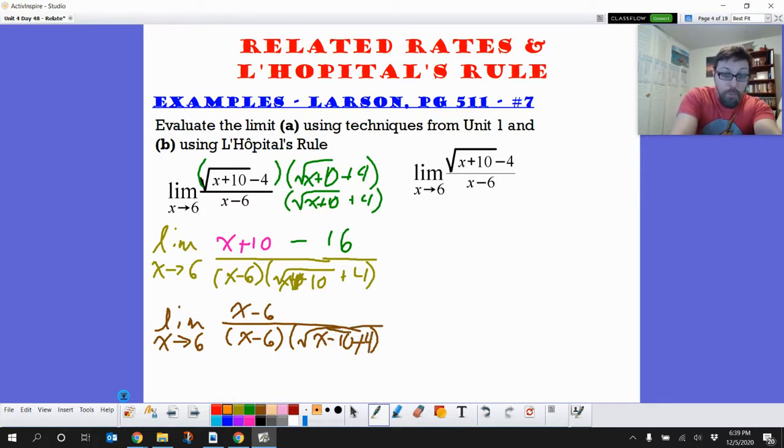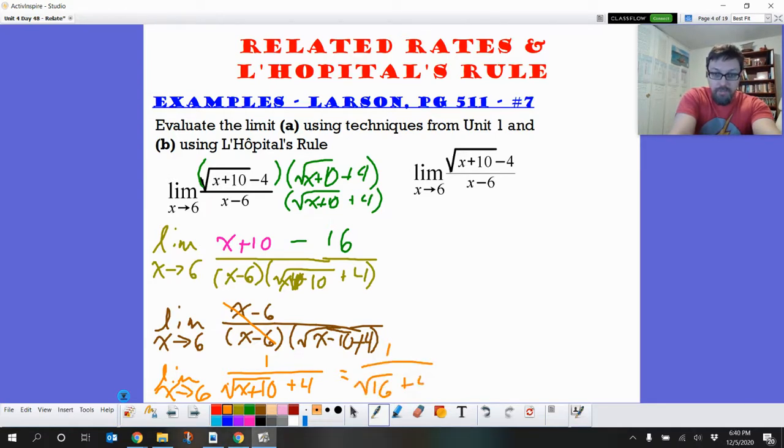And then we're like, oh boy, those things cancel. So it's the limit as x approaches 6 of 1 over the square root of x plus 10 plus 4. And then we were able to do direct substitution. So it was 1 over the square root of 16 plus 4, and we got 1/8. Hooray! Wasn't that lovely and tedious?